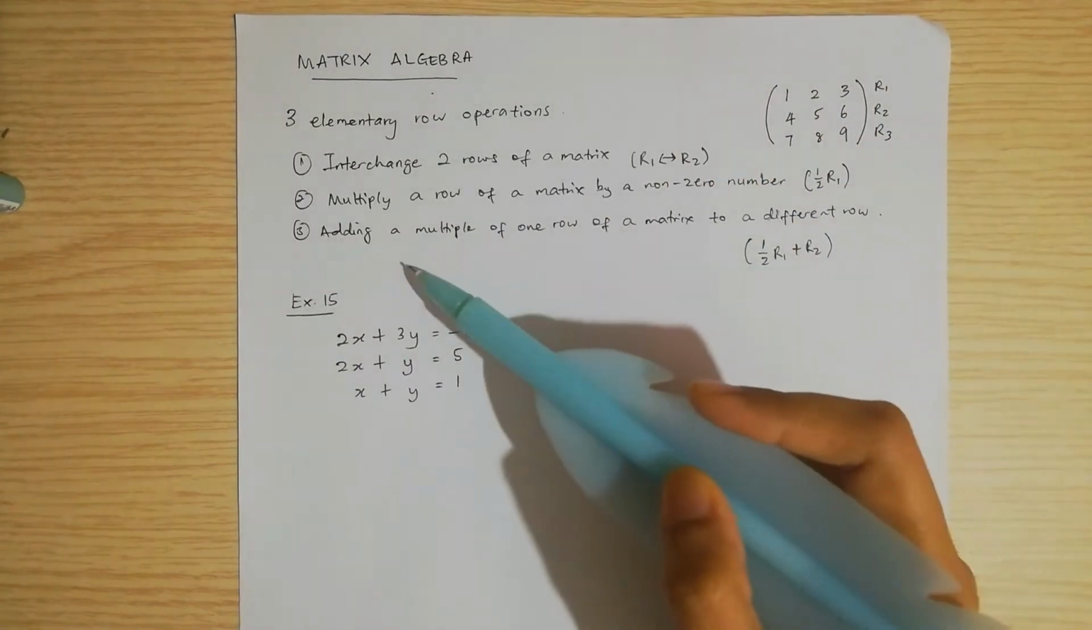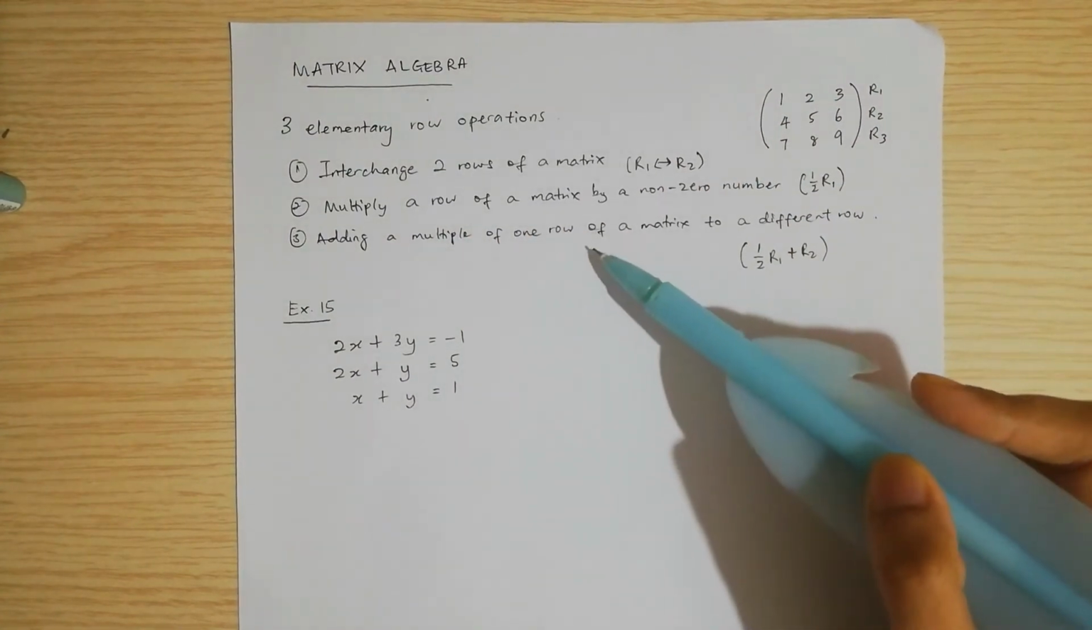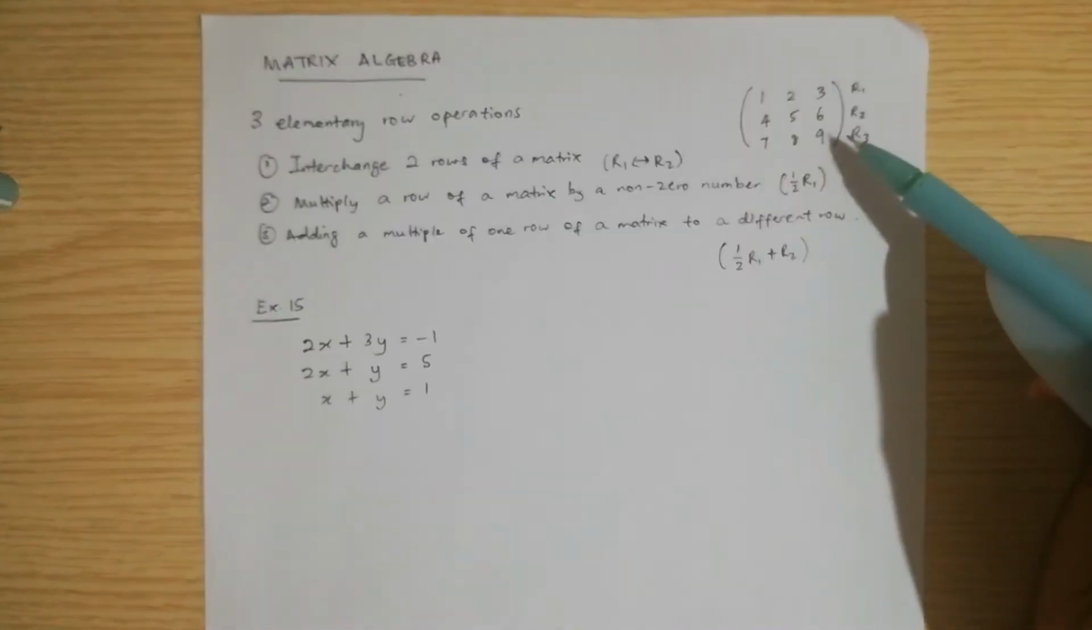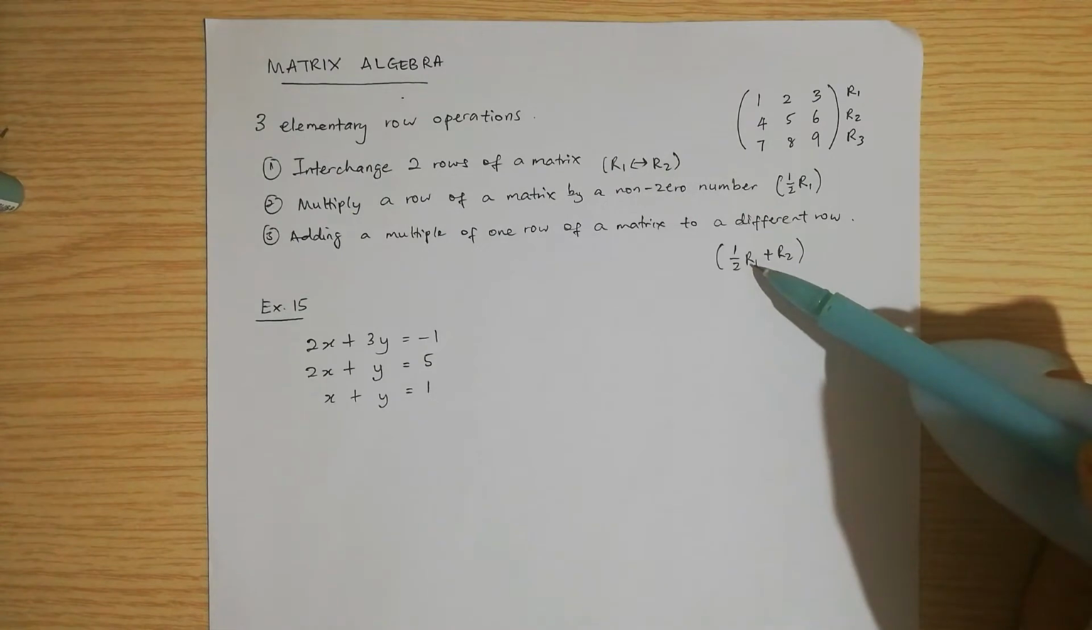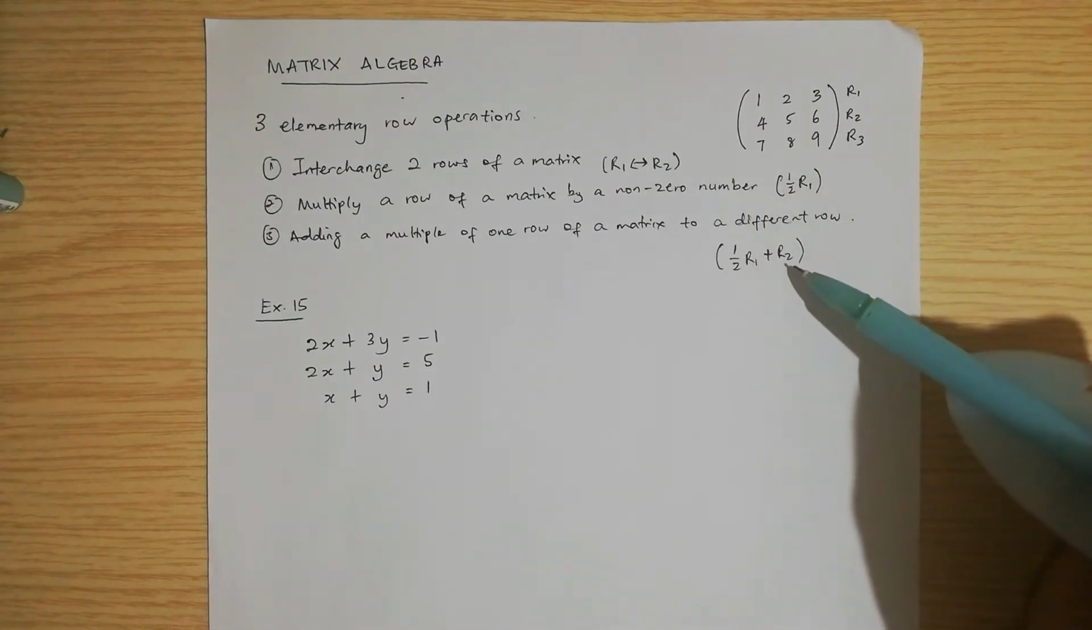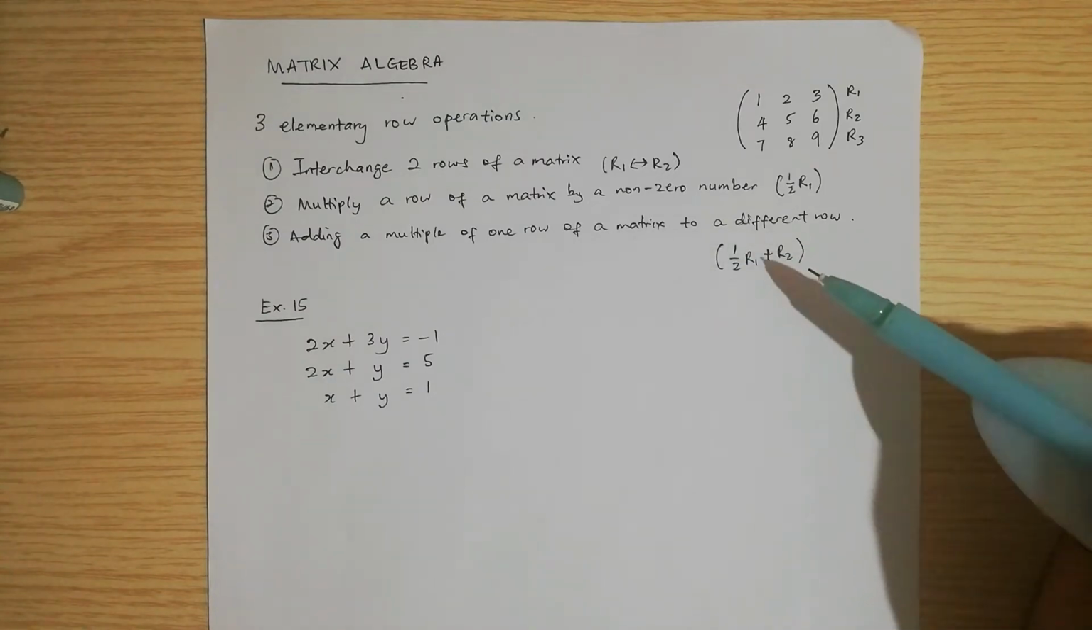The third one is adding a multiple of one row of a matrix to a different row. It's actually from the second one here. For example, half row 1, which you get from the second step here, plus row 2. So you change row 2. This will be the new row 2.